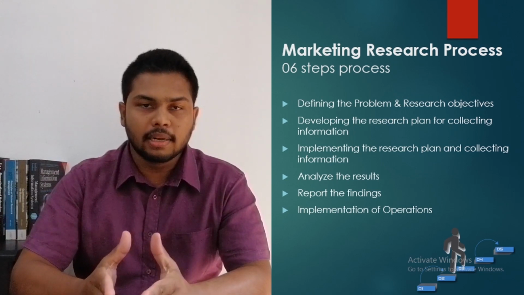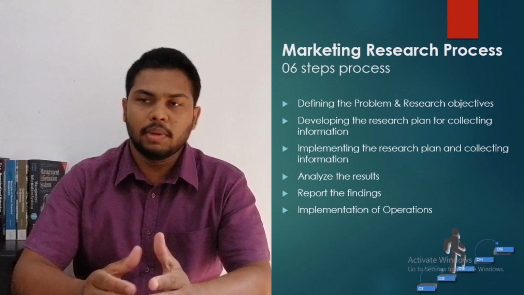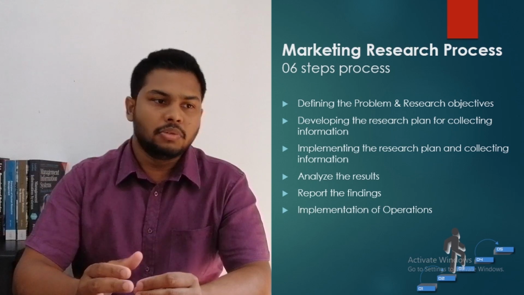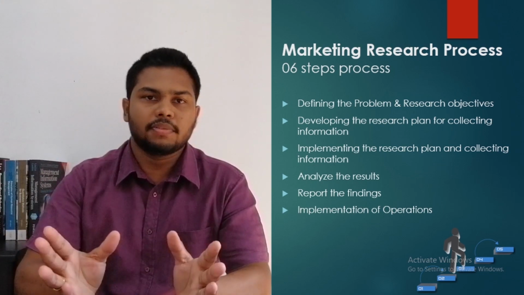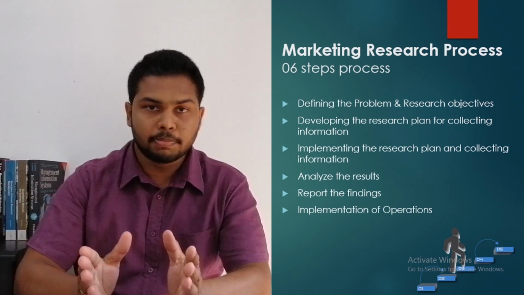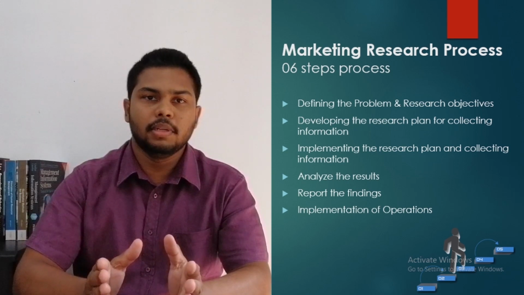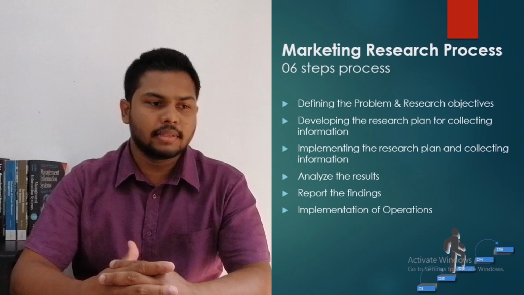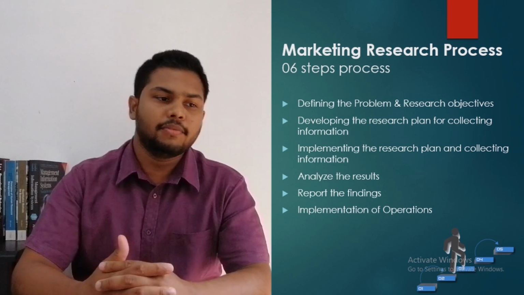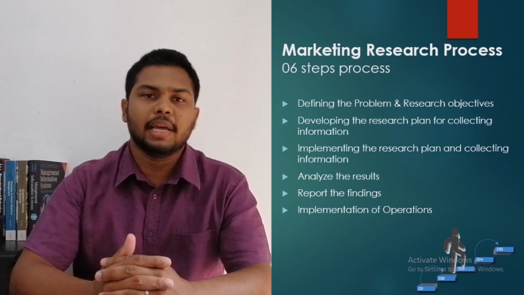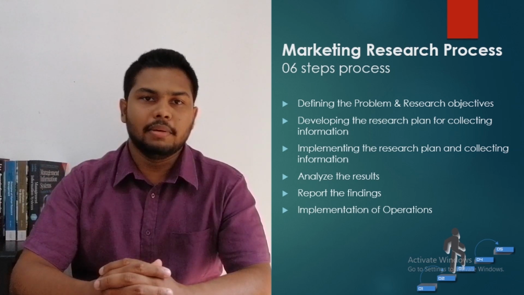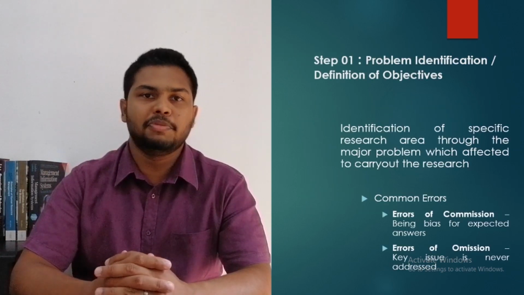So you must first understand what the research problem is. As an example, if you are trying to develop a new product, you may have varieties of problems, but you must be specific about a particular problem in solving, right? And the second one is developing the research plan for collecting information. You must have a research plan. Without planning, it's going to totally disturb your process.